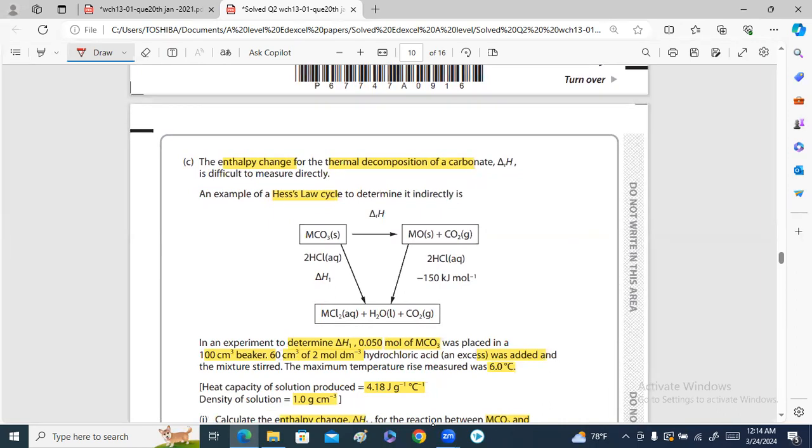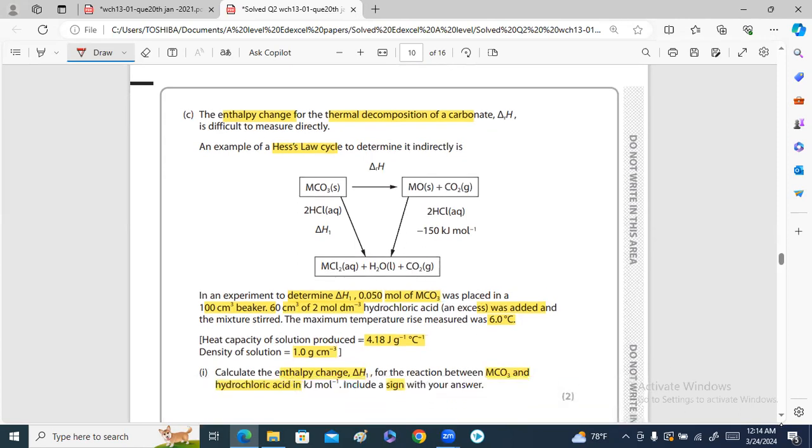Then this part is regarding the energetics. The enthalpy change for the thermal decomposition of carbonate is difficult to measure directly. So this is an example of Hess's law cycle to determine it indirectly. This is a metal carbonate. It decomposes to give metal oxide and carbon dioxide. Here, the metal carbonate reacts with the hydrochloric acid to give these products. Then metal oxide plus carbon dioxide can also react with HCl and produce these products.